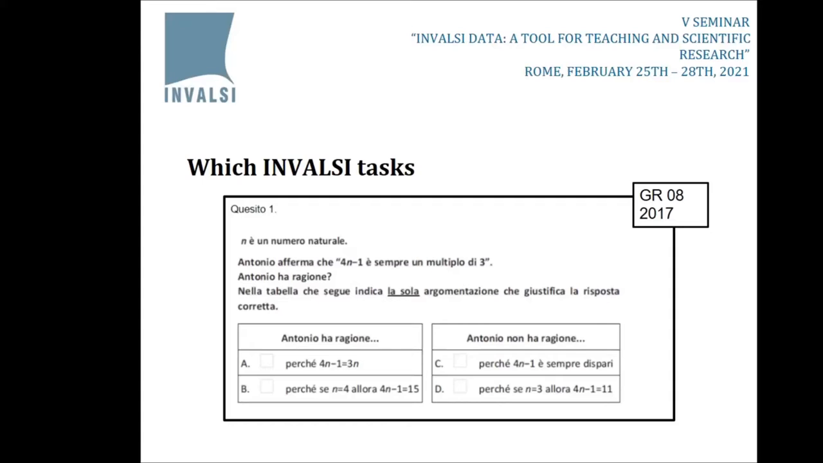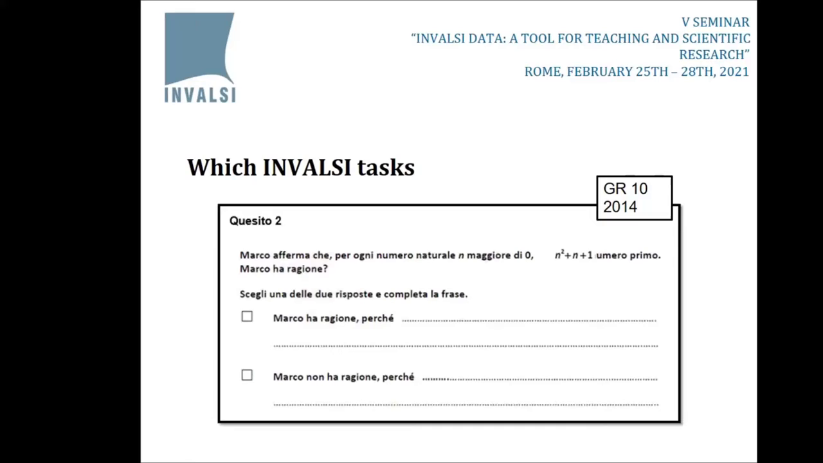Then task two. So we read it together also. Mark states that for every natural number n greater than zero, n squared plus n plus one is a prime number. Is Mark correct? Choose one of the two answers and complete the sentence. So Mark is right because, or Mark is not right because.